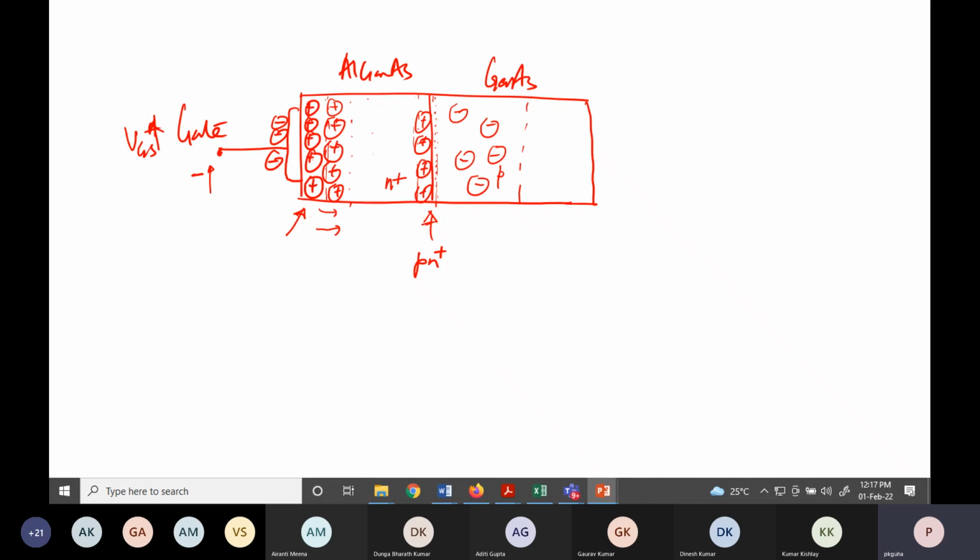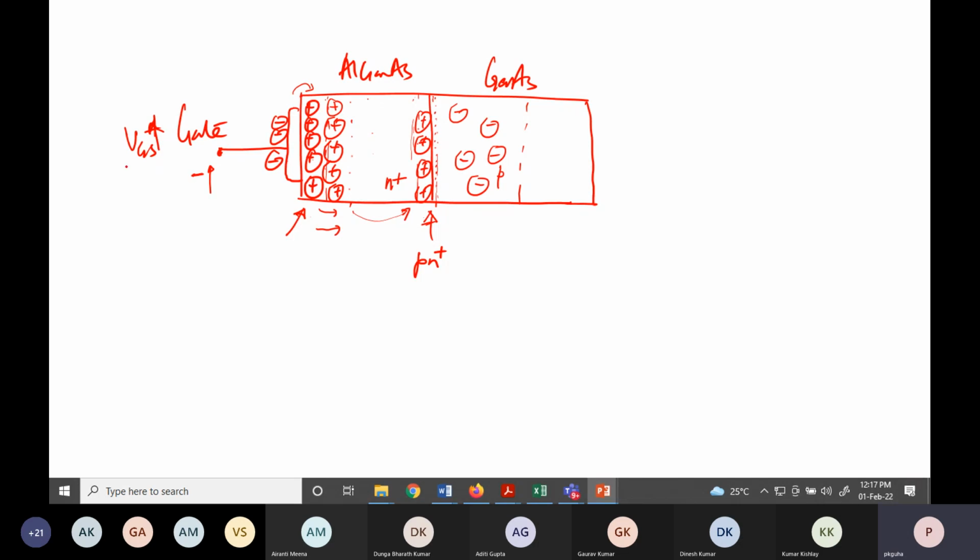So as the depletion width keeps on increasing, at some point this depletion region, because of the Schottky, will touch or merge with the depletion region of the PN junction, right? Understood? So if we keep on increasing this VGS, the depletion region in the aluminum gallium arsenide, because of this Schottky junction, will keep on increasing.